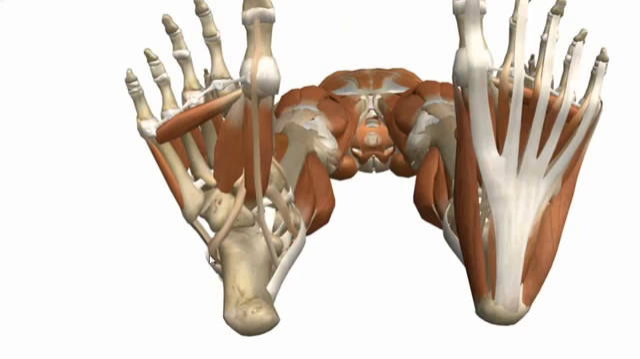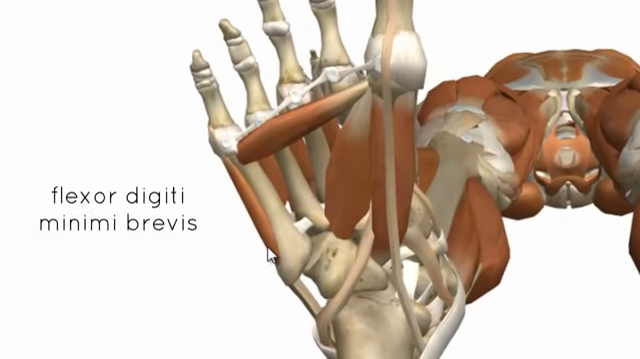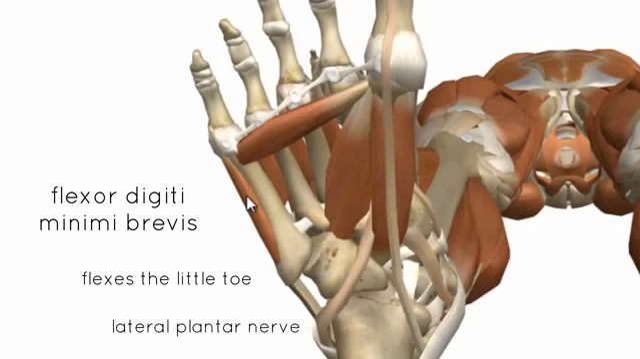So finally we've got this little muscle, the flexor digiti minimi brevis. This just means the small flexor of the smallest toe. As you can see, it originates on the base of the 5th metatarsal, and it inserts laterally on the base of the proximal phalanx of the little toe. So it flexes the little toe, and this is innervated by the lateral plantar nerve.